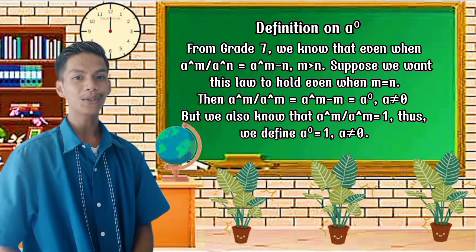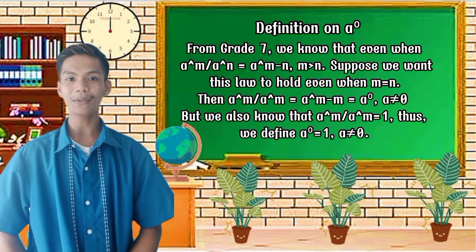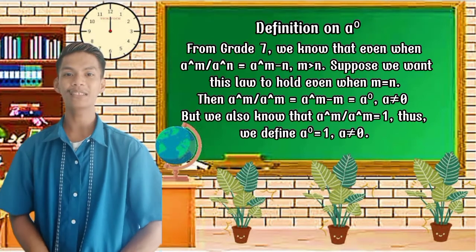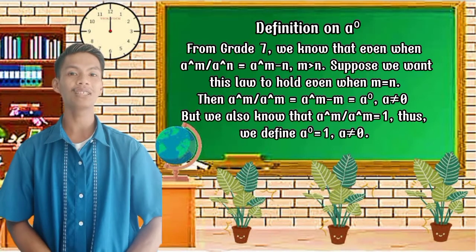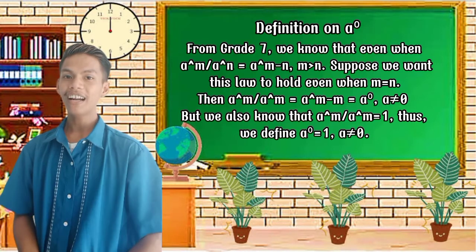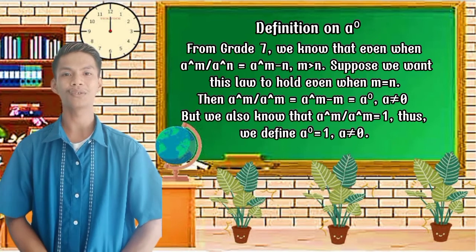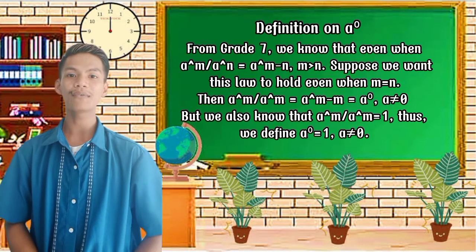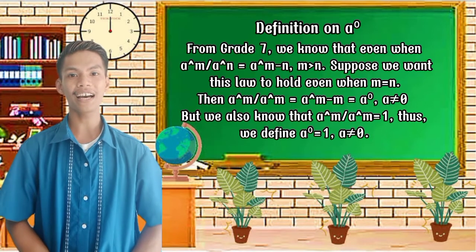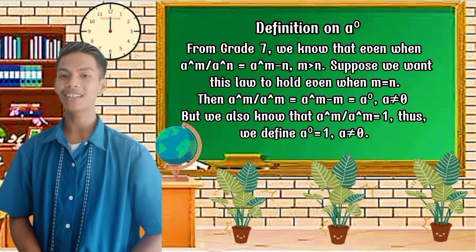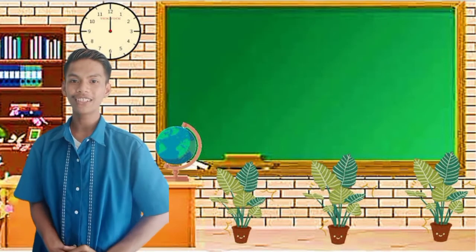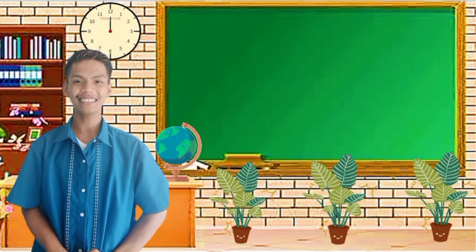Suppose we want this law to hold even when m is equal to n. Then a raised to m over a raised to m is equal to a raised to m minus m, which is equal to a raised to 0, where a is not equal to 0. But we also know that a raised to m over a raised to m is equal to 1. Thus, we define a raised to 0 as equal to 1, where a is not equal to 0. So, do you understand what zero exponent is?